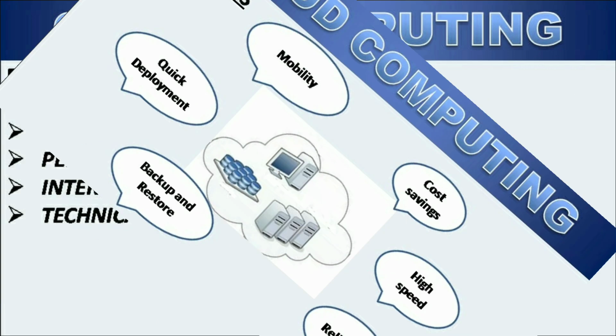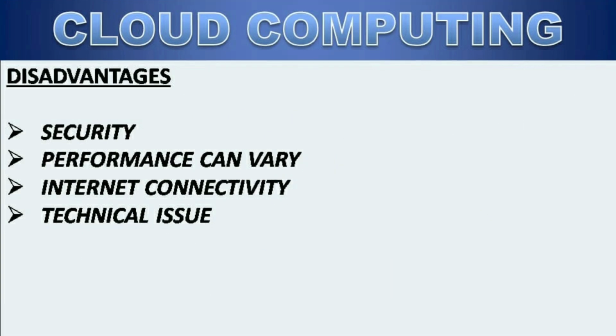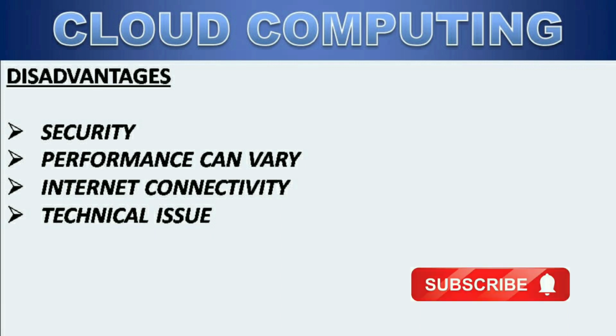Now let's see the disadvantages. The first one is security-related disadvantages. Security is very low. Performance can vary, also from place to place. Internet connectivity is also a problem. If proper internet connectivity is not there, cloud computing can be a big problem. Then technical issues. If all the connections, that is the resources and other things, are not available, then there is a problem for cloud computing. So these are the main disadvantages of cloud computing.